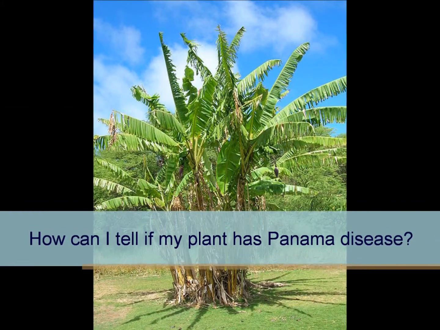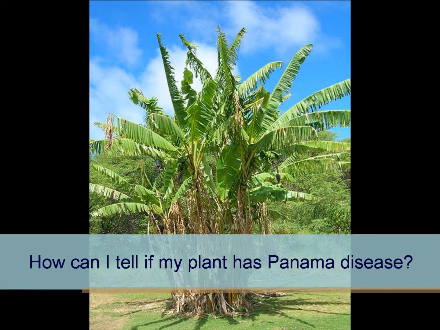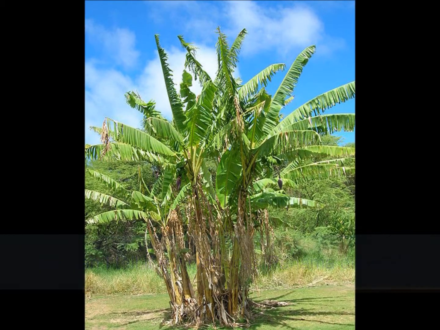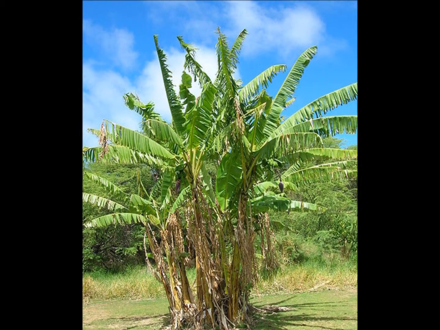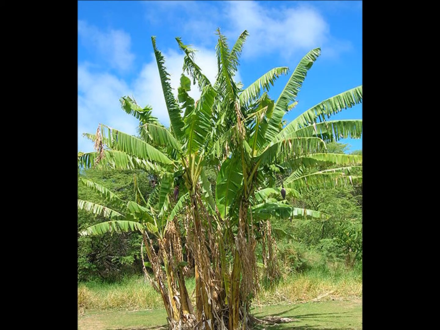How can I tell if my plant has Panama disease? Panama disease develops in the roots, which is the first site of infection. The vascular system of the leaf sheath will become dark red or brown in color. This internal feature is harder to detect.